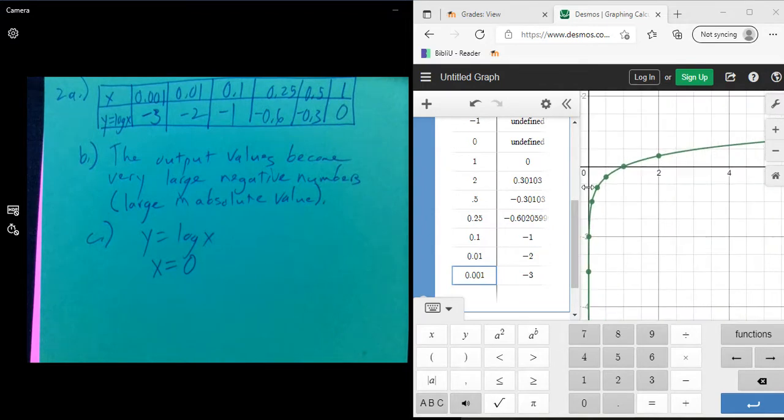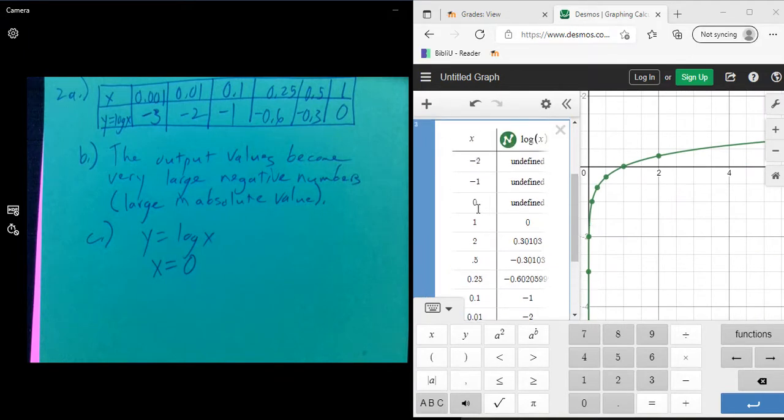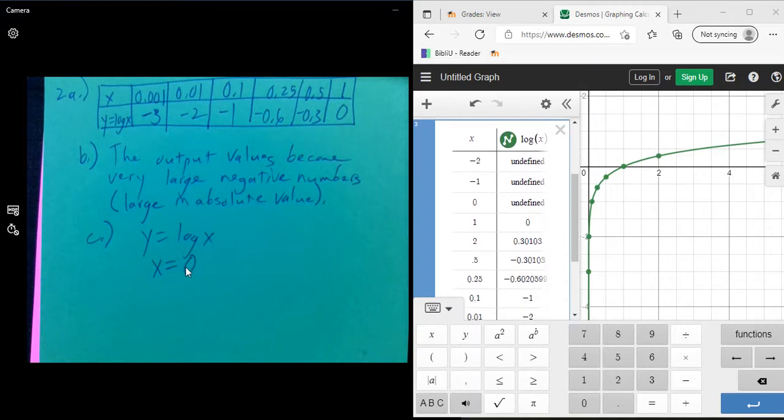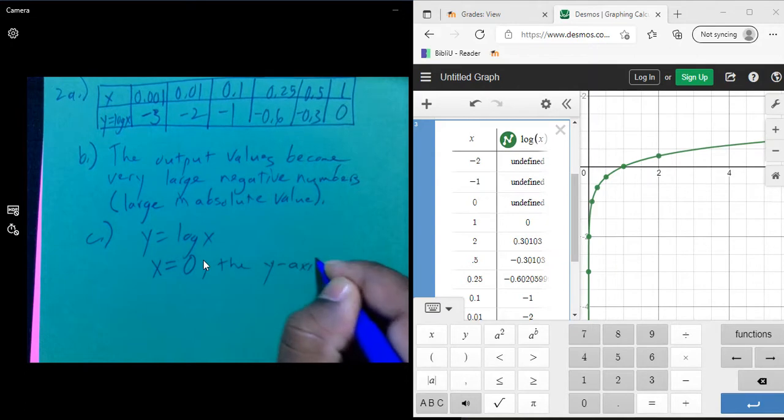Because if you look here at this graph, when x is 0, it never really hits the y-axis. And another thing too, if you notice, when x is 0, it is undefined. So anything 0 or less would be undefined. So we'll put x equals 0. And then we can also put the y-axis, because that's in line with x equals 0. Anything that we put on the y-axis would make x 0. And we know y would never equal a negative number. So x is equal to 0.